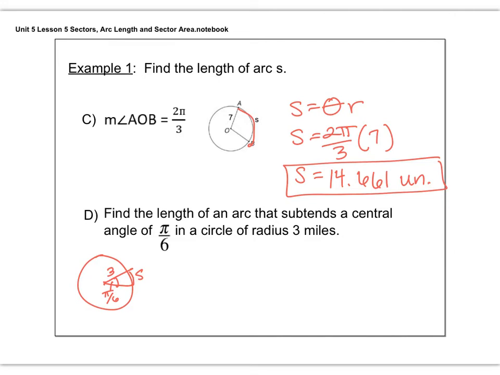So again, we're given our measurement in radians. We should be able to just take theta times r. So we're going to take pi over 6 times 3. This ends up being pi over 2. Or if you type it in your calculator, it's about 1.571 miles.